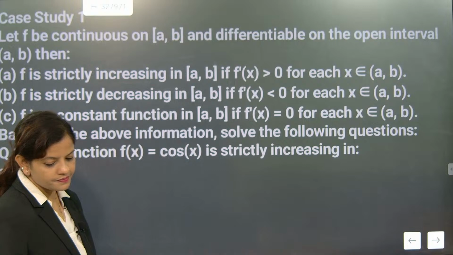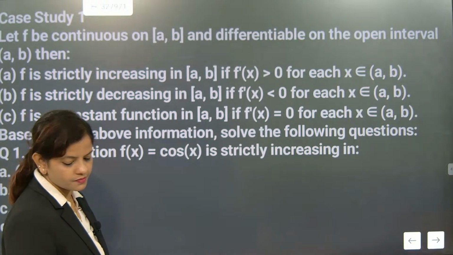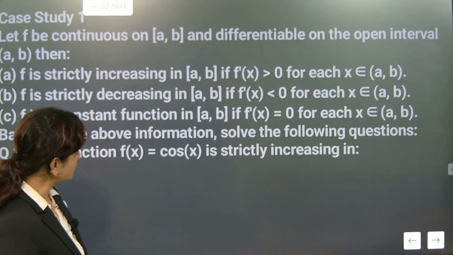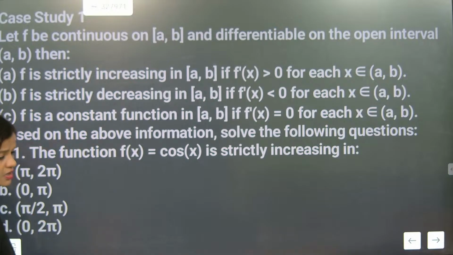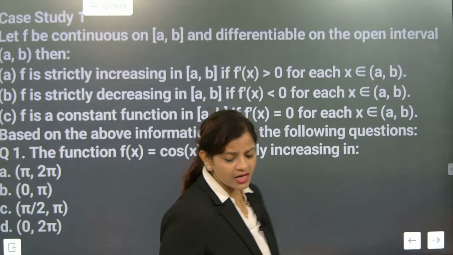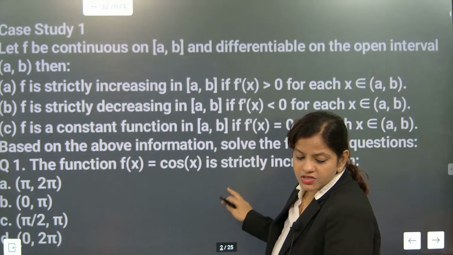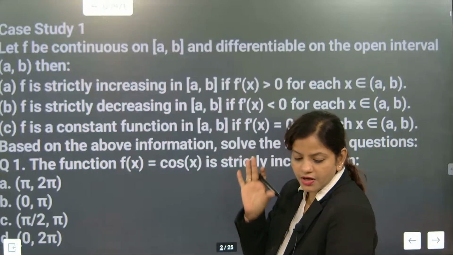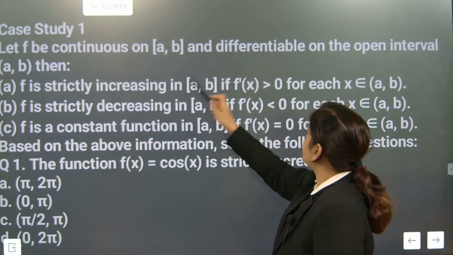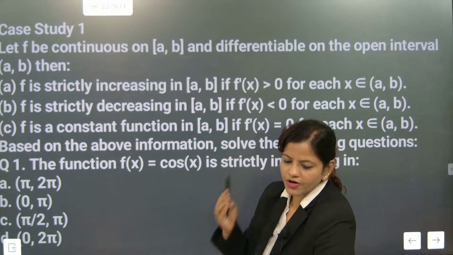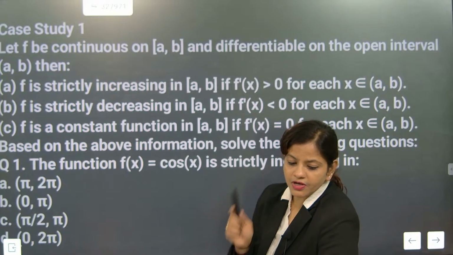Come on, go for it. The function f of x is cos x is increasing in which interval? This is a very simple question. Please try and solve it. What is the information in this case study? They have already given you the information: that f of x is continuous in a closed interval and differentiable in an open interval. This is the definition of the function itself.